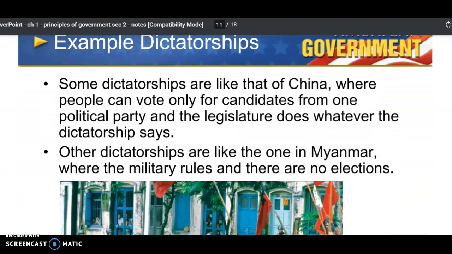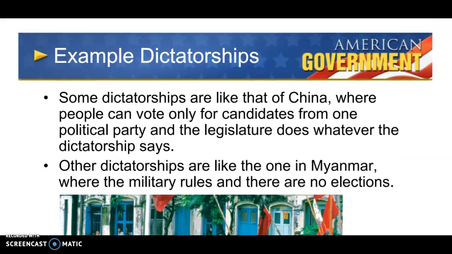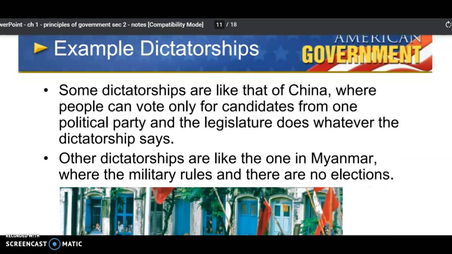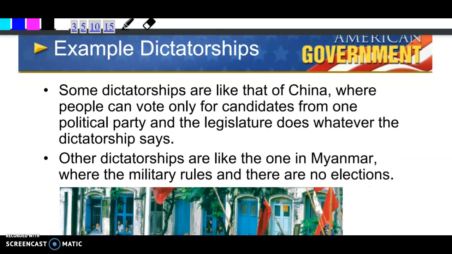Here's some examples of some dictatorships. So your next heading will say example dictatorships. What are some examples? So underneath that, your first bullet would be some dictatorships are like that of China. So like that of China.